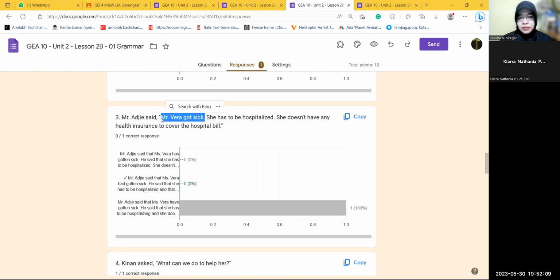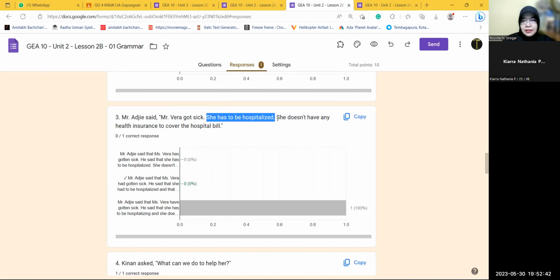So the answer would be Mr. Aji said that Miss Farah, oh, why did it say Mr. Farah? Miss Farah had gotten sick. So verb three, had gotten sick. This one, however, is in verb one, has. So it needs to be changed into verb two. He said that she had to be hospitalized.